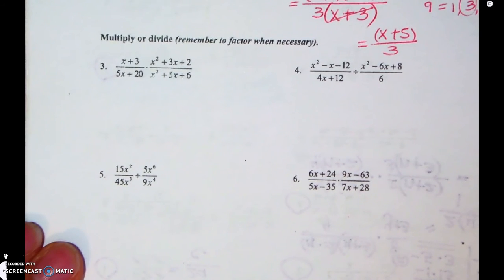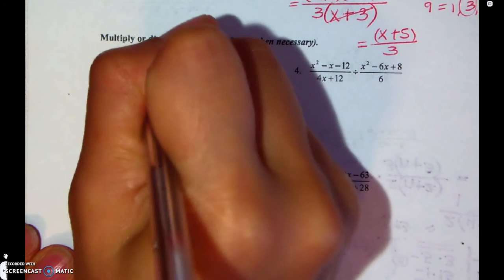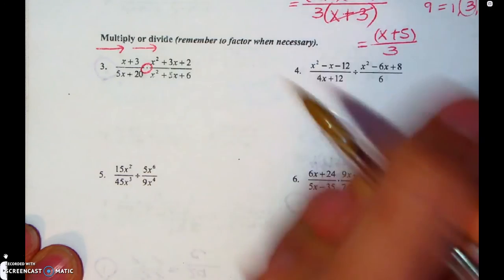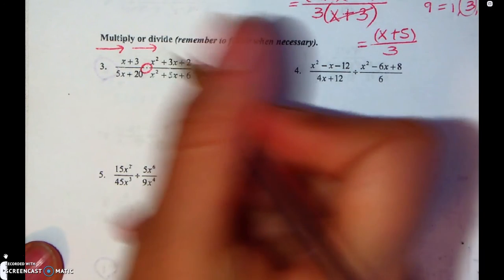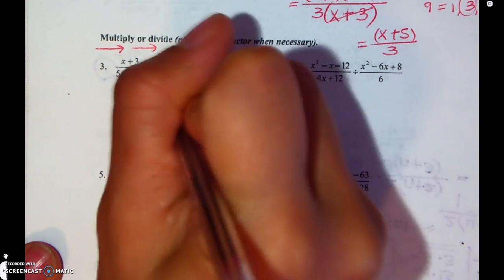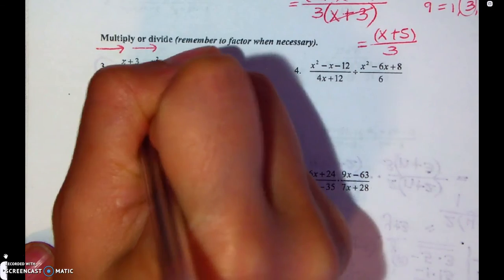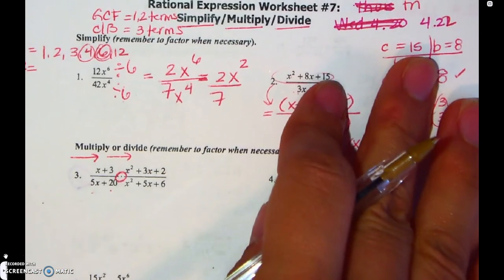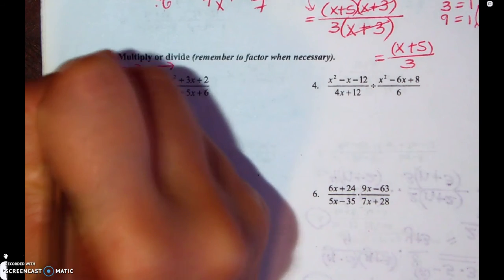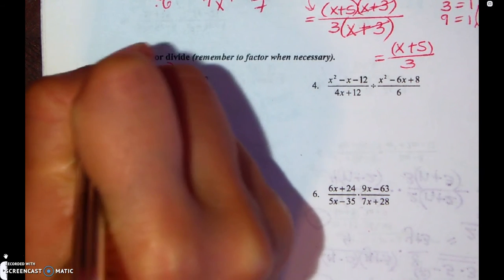Now we go to number 3, multiply or divide. In this case, we're multiplying because of the symbol. When we multiply, we just multiply straight across. But you want to factor if possible, so that you can eliminate common terms. If you look at 5x plus 20, that's 2 terms. Whenever you have 2 terms, you're going to use the greatest common factor. So the greatest common factor between 5 and 20 is 5.